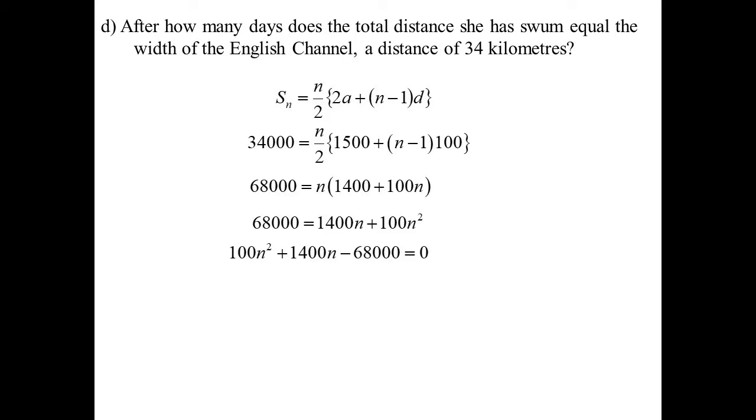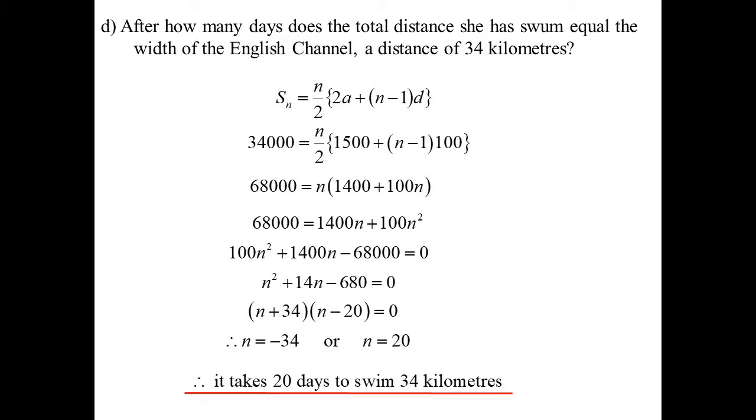So let's expand everything out, tidy it up, and everything divides by 100. n squared plus 14n minus 680. So it multiplies together to give negative 680, adds together to give 14. So we have our two solutions, n equals negative 34. Well, that doesn't make sense in the context of our question. So n equals 20 is the one we're looking for. So after 20 days, she swum those 34 kilometres.